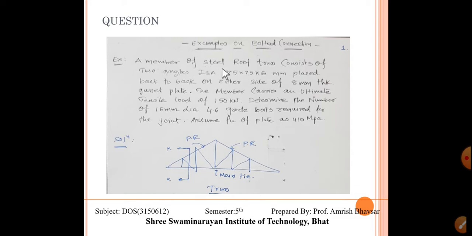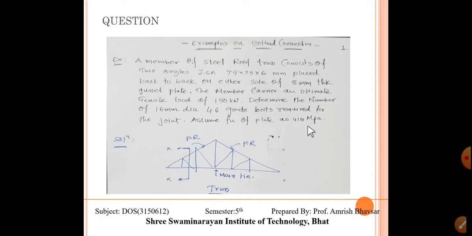A member of a steel roof truss consists of two angles ISA 75 by 75 by 6 mm placed back to back on either side of an 8 mm thick gusset plate. The member carries an ultimate tensile load of 150 kN. Determine the number of 16 mm diameter 4.6 grade bolts required for the joint. Assume Fu of the plate as 410 megapascal.